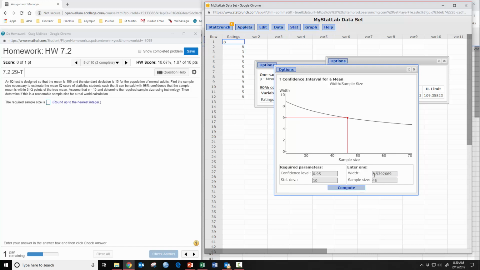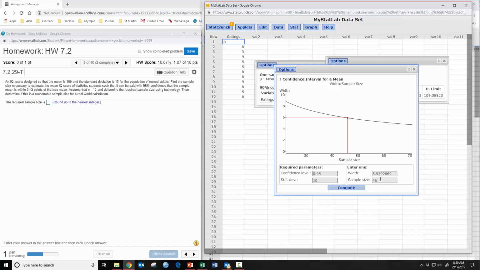Hit compute. You'll notice that this goes to 5.9 and 46 because the way this thing works is if you tried to do it for exactly 6, the sample size would have been like 45.7 something. And you can't have a sample size of a decimal, right? So what it does is it always rounds up. So even if it was 45.1, it would round up because you need to be within that width of 3, right?